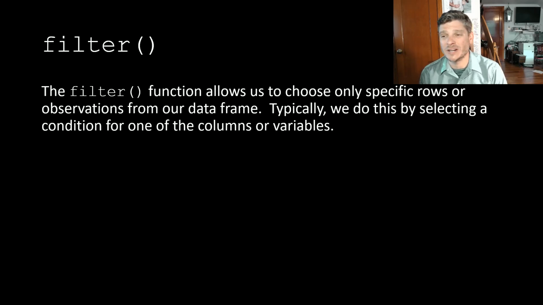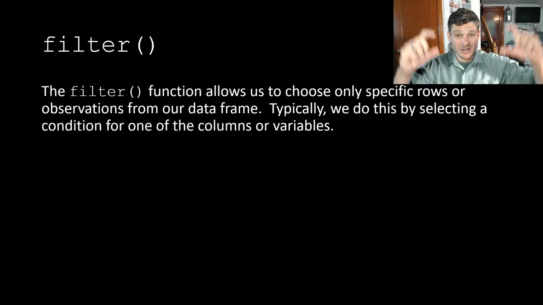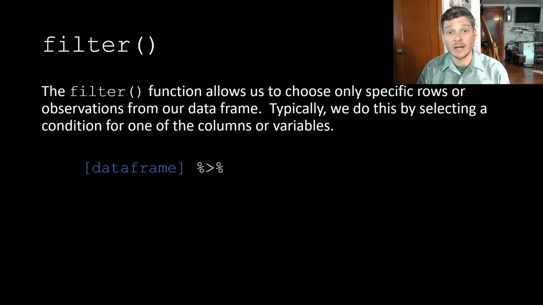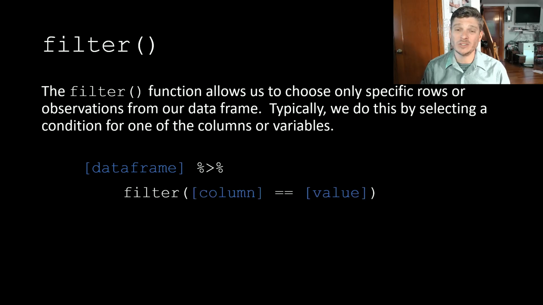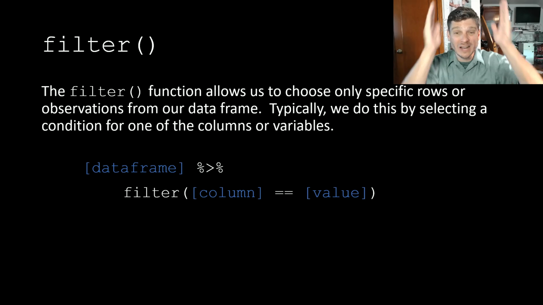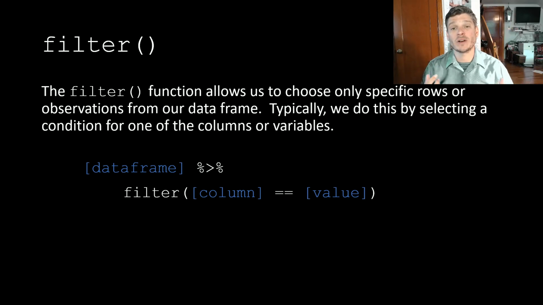So that first one is the filter function, and this allows us to choose only specific rows or observations from our data frame. So again, we're basically going to look through our entire data frame, the whole thing, and we're going to filter and just pick the certain rows that we want based on our criteria, right? Based on our conditions. So we're going to take our data frame, we're going to pipe it in to filter, and again, filter is choosing the observations or the rows, but to choose which rows we want, there needs to be some criteria for one of our columns, right?